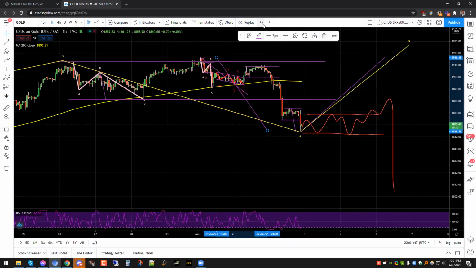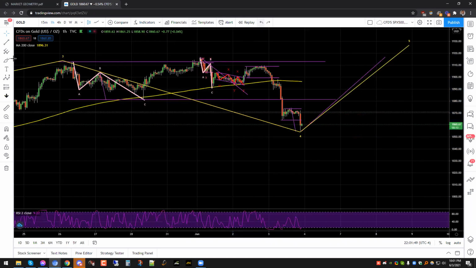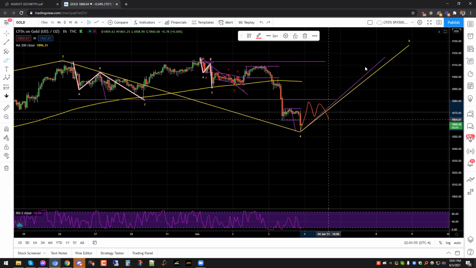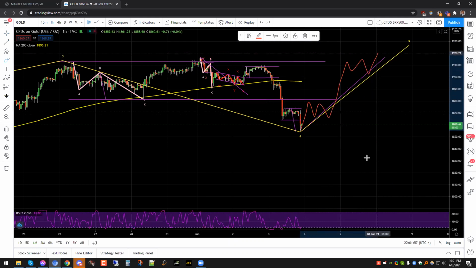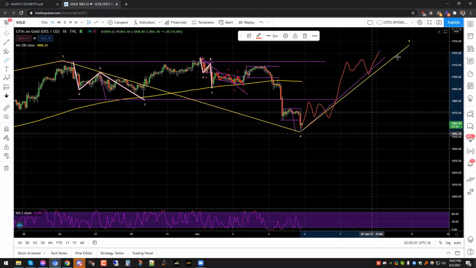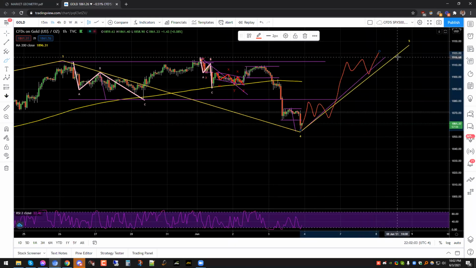What I'm looking for at the moment is more of a move back to the upside correction, continue to the upside to complete that wave up. Okay, so that's what I'm looking for.